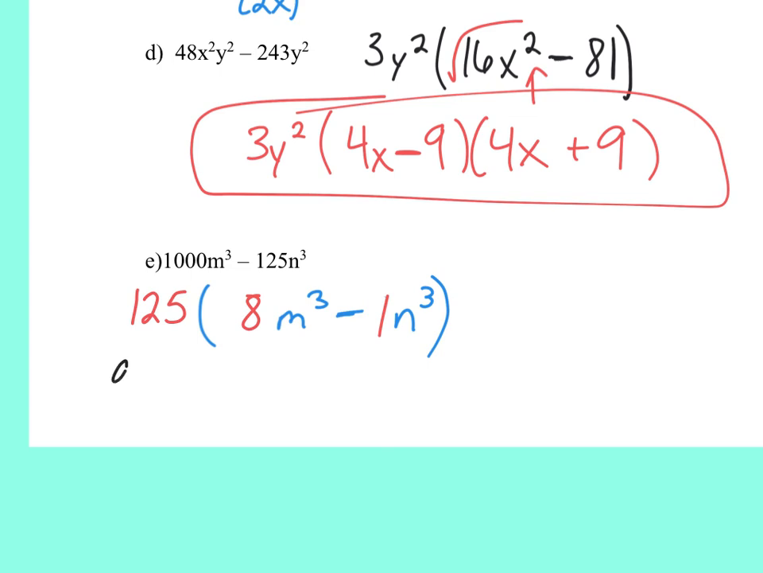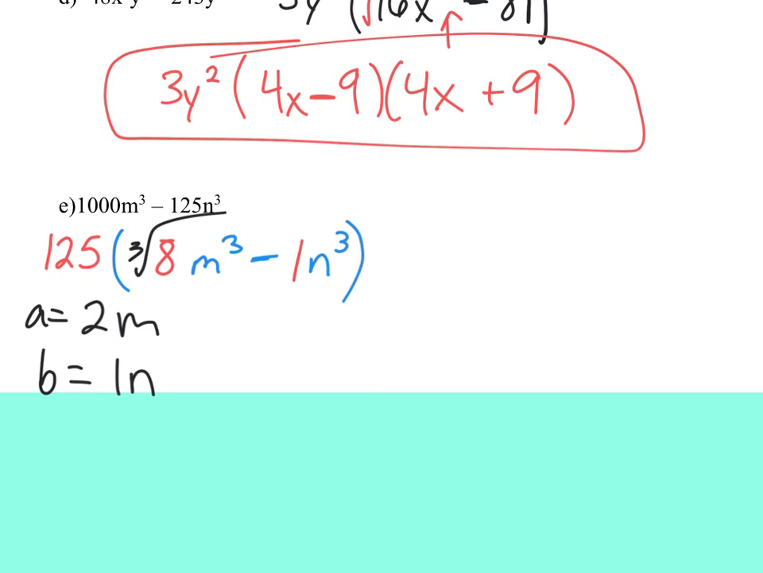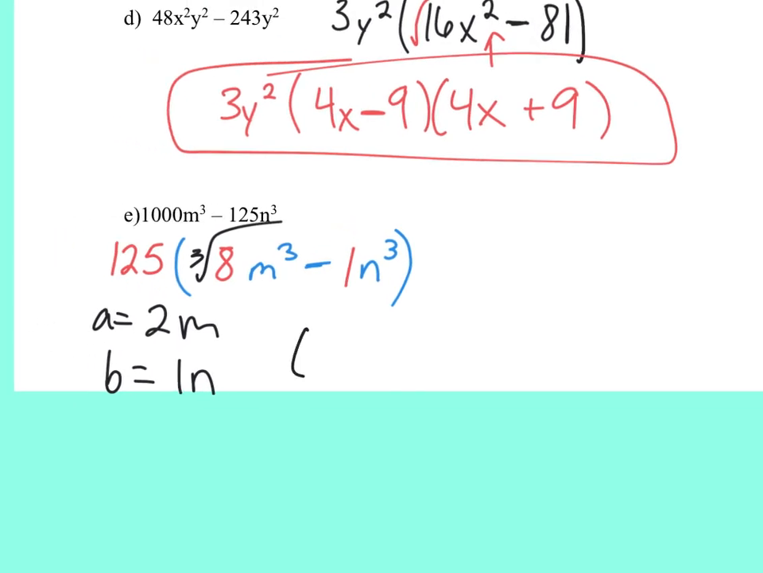Cool. What's A going to be? Cube root of 8 is? Cube root of 8m to the third. Come on, guys, we're almost done. 2 what? M and B. 1 n, right? Okay. It's a sum of cubes, so we'll go kind of fast. A minus B. Well, first we got to keep our GCF out front. A minus B is going to be 2m minus 1n.